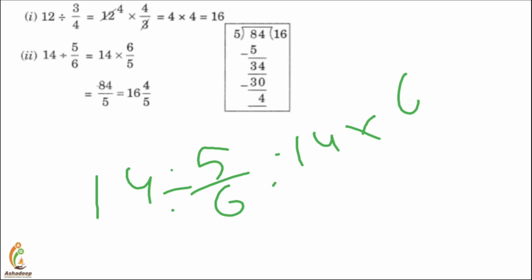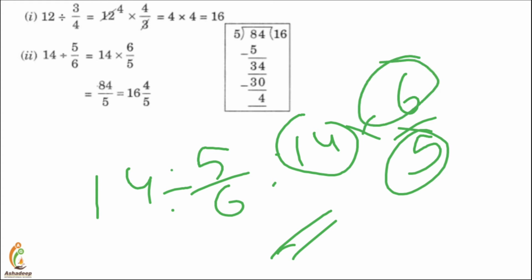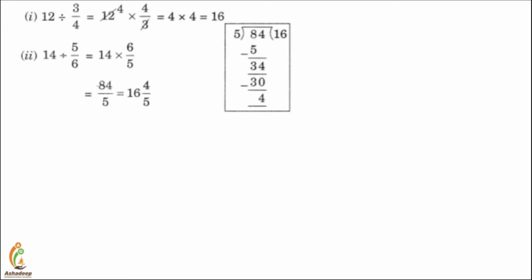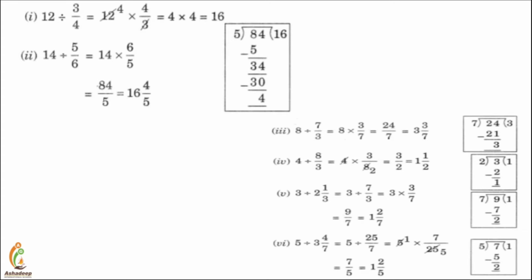So 14 into 6 upon 5. There is no common factor of 14 and 5, and 6 and 5. So we will directly multiply the whole number by the numerator. So 14 6s are 84 upon 5. Clear? Now it is an improper fraction. So let's convert it into a mixed fraction. So 84 divided by 5. Here I did the division. So 16 4 upon 5. Clear? It's too simple. You have to pay only a little bit of attention.